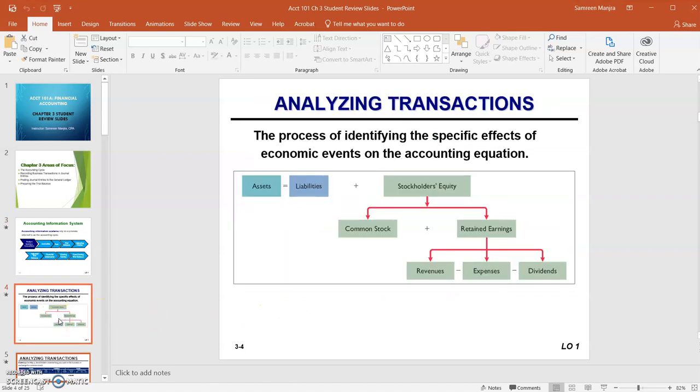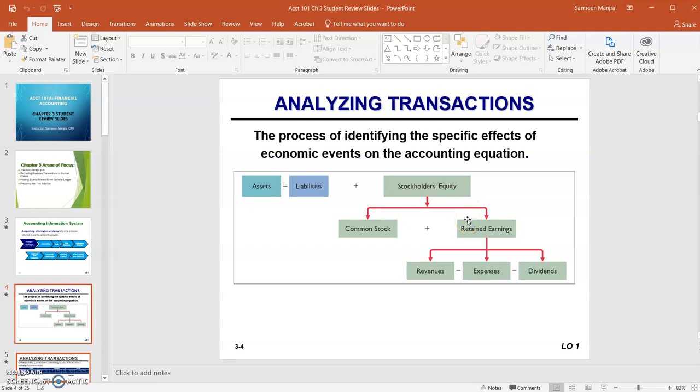So when we think about analyzing transactions, we go to our basic accounting equation. And our basic accounting equation is assets equals liabilities plus equity. And we learned this information is being presented in the balance sheet. Our stockholders' equity section is further broken down between common stock and retained earnings.